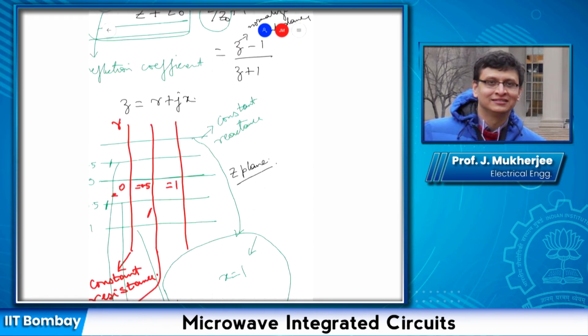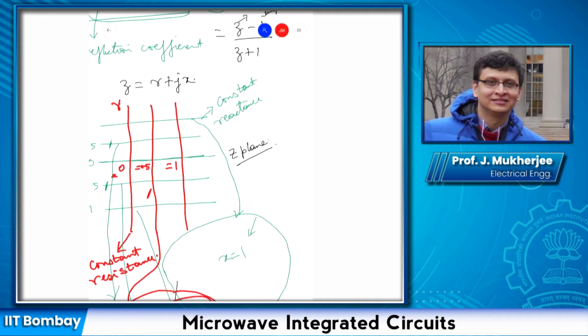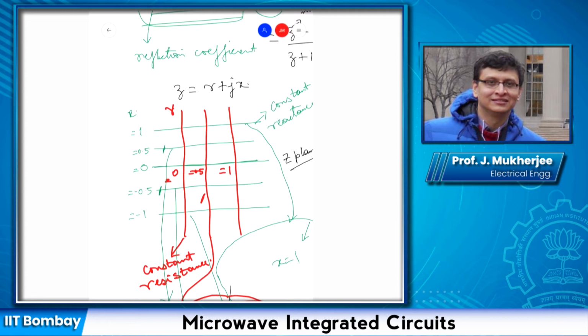So say there is a particular point. We shall see how to locate the particular points on that. But just to give you an example, say we have this point. Here the resistance R equals 1 and X equals 0.5, right? This is that point on the Z plane.